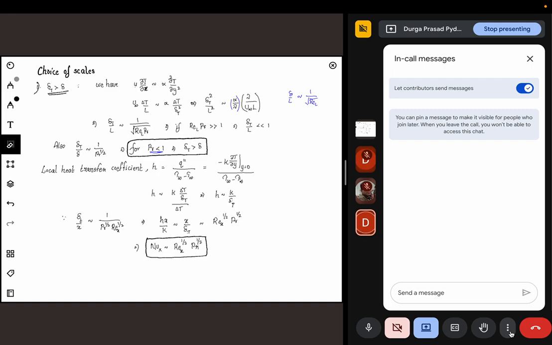If you apply the same scales, T will scale as delta T. Let's say this is T and this is delta T. Tw minus T infinity is again delta T. So h will scale as k by delta T. And if you define the Nusselt number as hx by k, all I have to do is bring this k here and multiply with x, so that will be x by delta T, which we know from previous will scale as the inverse of this, so that is Rex to the power half times Prandtl number to the power of a half. So the local Nusselt number should be proportional to this. We still don't know what the constant is. If you know the constant, then the problem is solved.